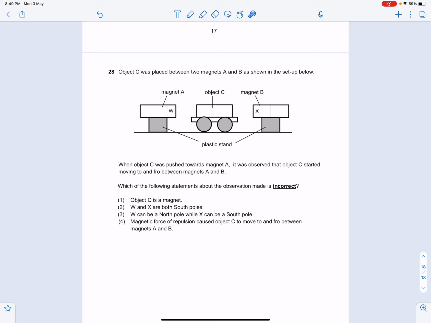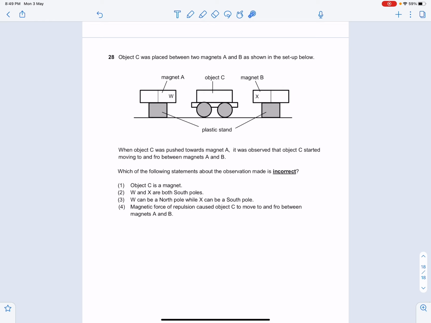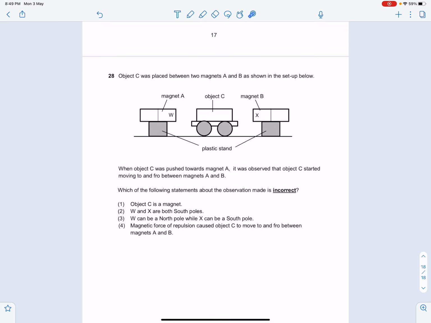So because of that, they repel. And so when you push object C towards object A, it will be repelled in this direction. However, when C reaches in this direction, it is repelled again and then it goes back to the other direction, and so on and so forth. Alright, so that's something right off the top of my mind. So, which of the following statements is incorrect? I think that object C is a magnet, so I'm going to say that option 1 is correct.